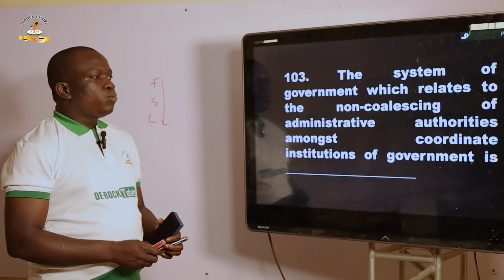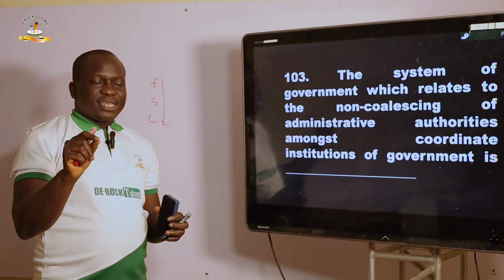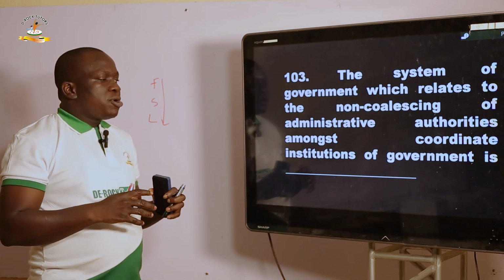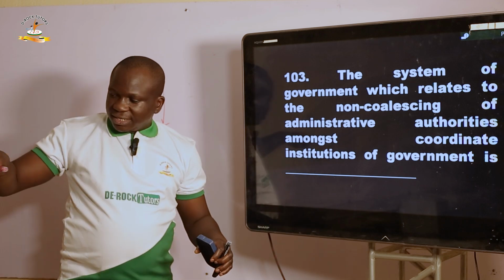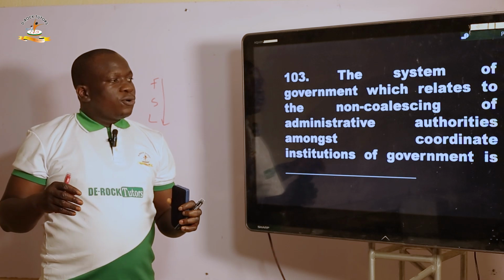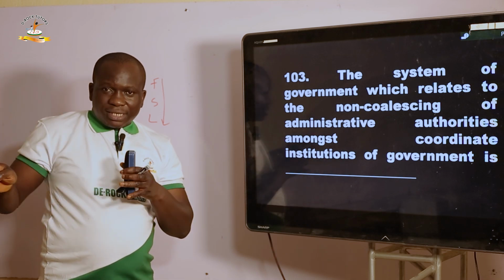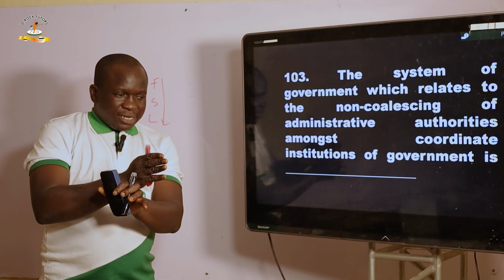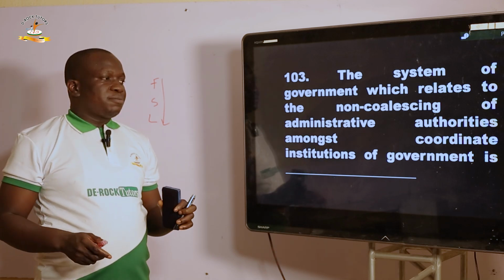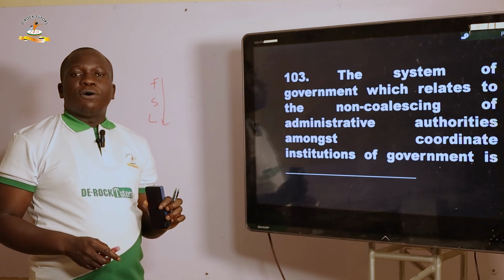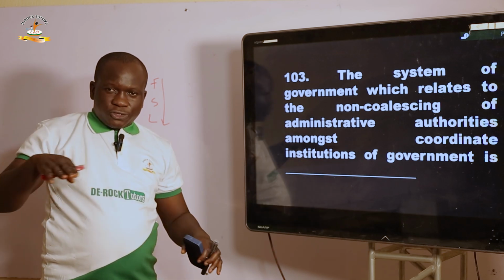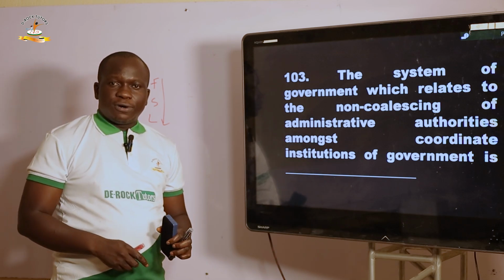The system of government which relates to the non-coalescing, that is sharing, of administrative authorities amongst coordinate institutions. Coordinate institutions are at the same level: legislature, executive, judiciary. So when you share the powers of the three organs of government, when the powers of the legislature are separated from that of the executive and separated from that of the judiciary, that concept is called what? Separation of powers. The sharing of the powers of the coordinate institutions, organs of government. That is separation of powers.